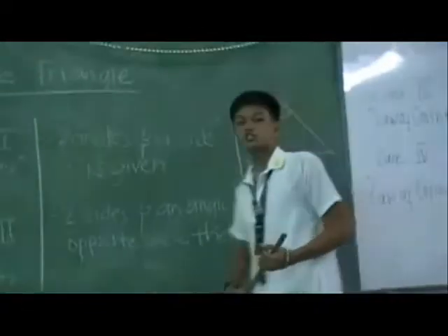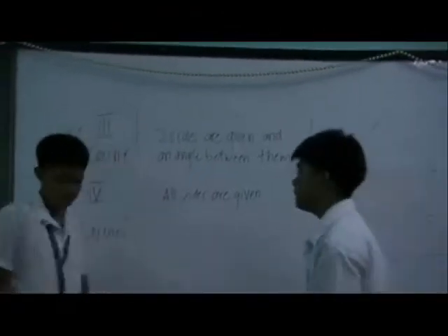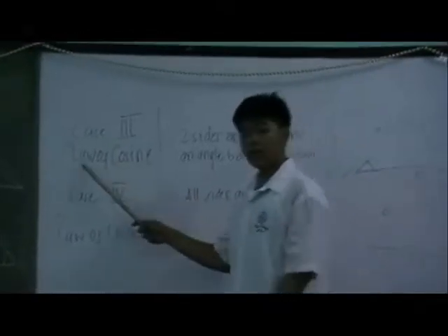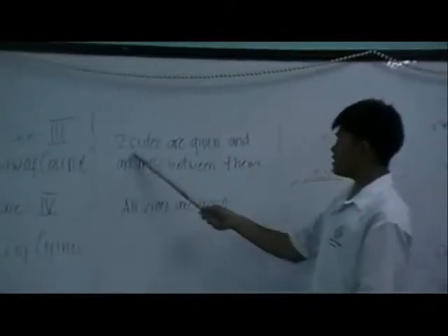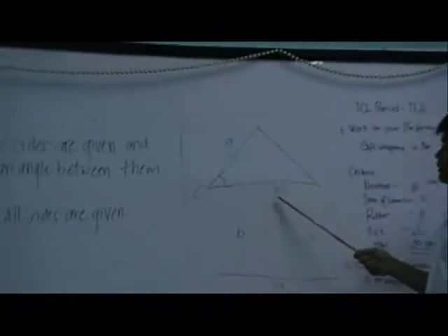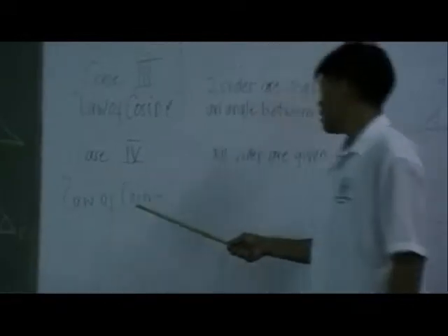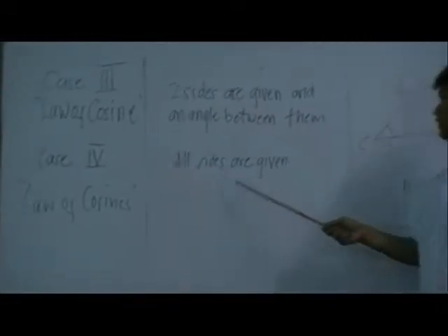Now let's move on to case 3. Now we are at case 3 of solving oblique triangles. To explain case 3 and 4, may we invite our guest speaker, Mr. Sarma. Okay. Case 3. We use the law of cosines. There are 2 sides and an angle between them given. Here is an example of a triangle under case 3. Now, case 4 also uses the law of cosines, but all sides are given in this triangle.